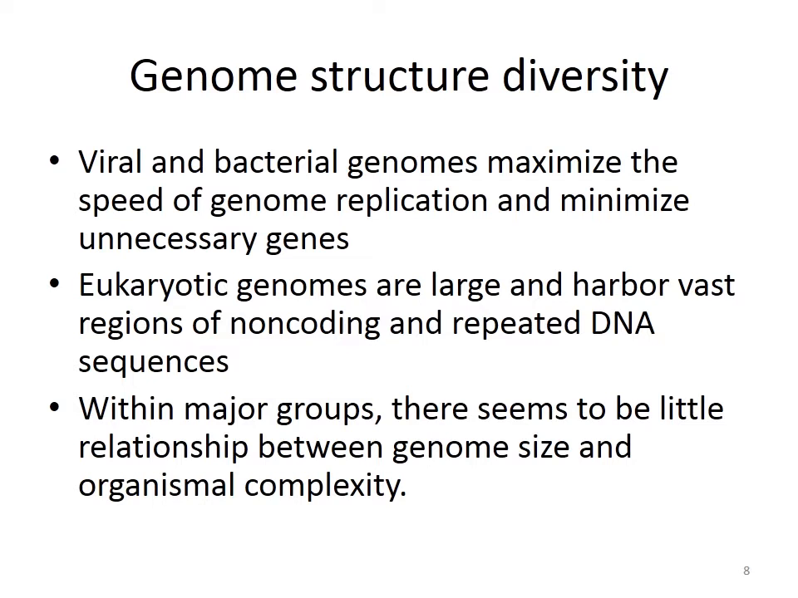And what scientists have found is that within major groups, there's little relationship between genome size and organismal complexity. For example, 3 billion base pairs make up the human genome, while salamanders have about 50 billion base pairs. Okay, and genomes contain a great deal of non-informative, highly repetitive DNA that varies greatly in amount among species.